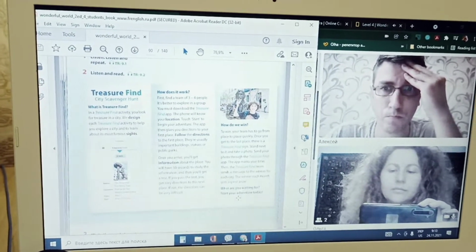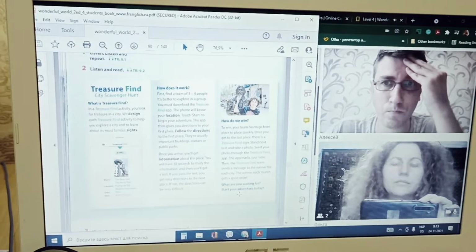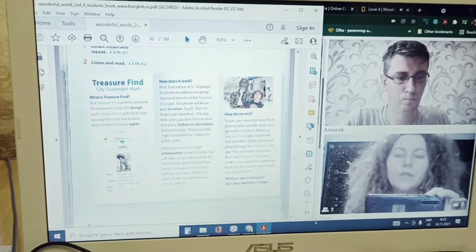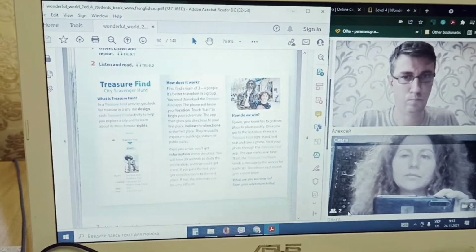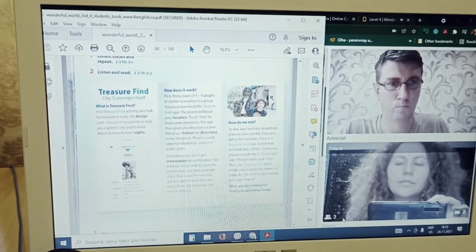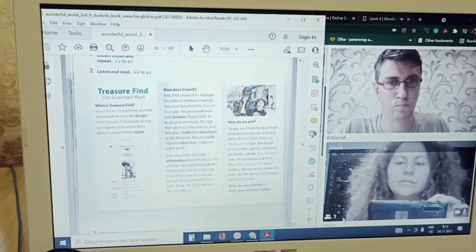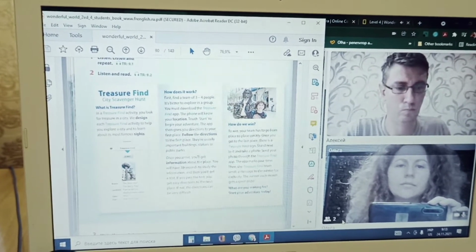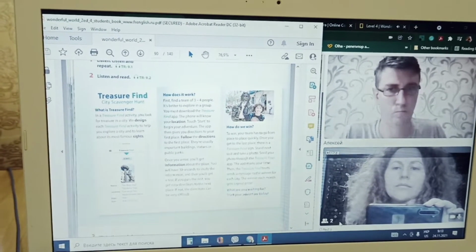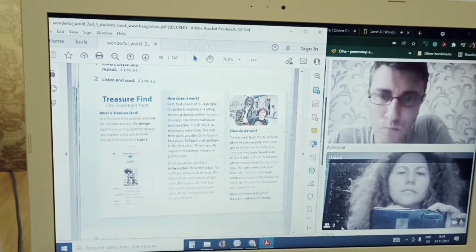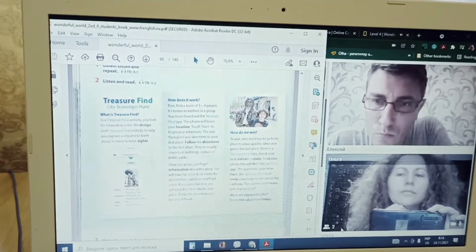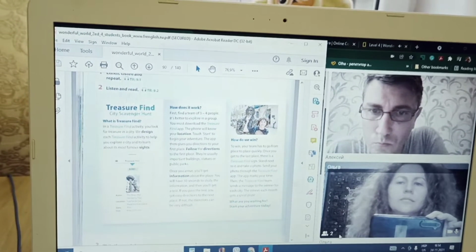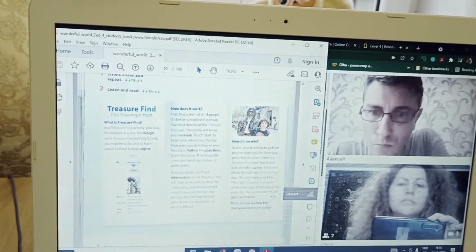The app then gives you directions to your first place. Follow the directions to the first place. They're usually important buildings, statues, or public parks. Once you arrive, you'll get information about the place. You will have 30 seconds to study the information and then you'll get a test. If you pass the test, you get easy directions to the next place. If not, the directions can be very difficult.